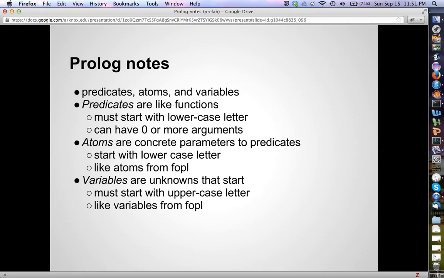The predicates, these are like functions. They have to start with a lowercase letter, and they can have 0 or more arguments. Atoms, these are concrete parameters that would plug in to a predicate. These start with lowercase letters, and they're like atoms from first-order logic. And then variables, these are unknowns. They have to start with an uppercase letter, and these are like variables from first-order logic. In fact, we chose to use the terms predicates, atoms, and variables, and have the conventions of lowercase letters for atoms and predicates and uppercase letters for variables because we'd be moving into Prolog.